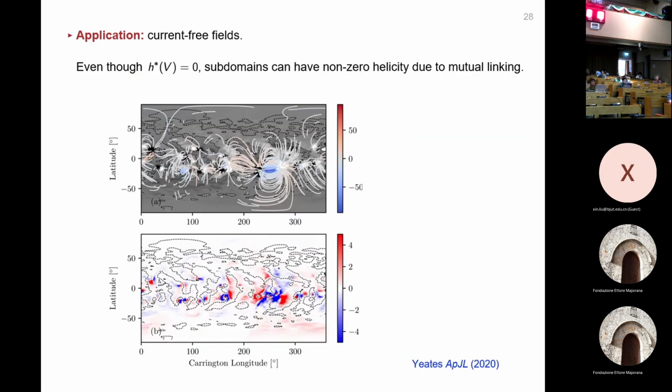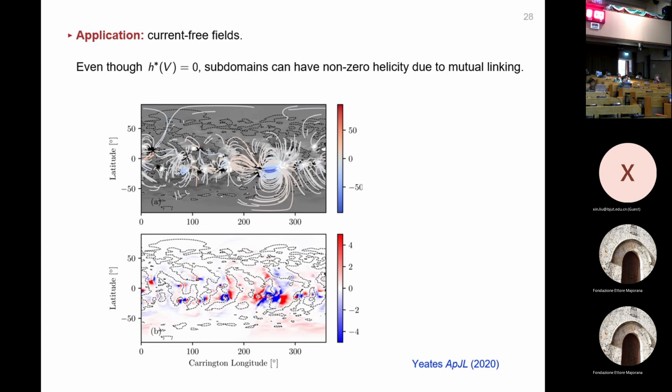Okay, this is just a quick remark. So when we were looking at the parallel planes, the slab domains, I showed you some examples of potential fields, current-free fields that had non-zero helicity.